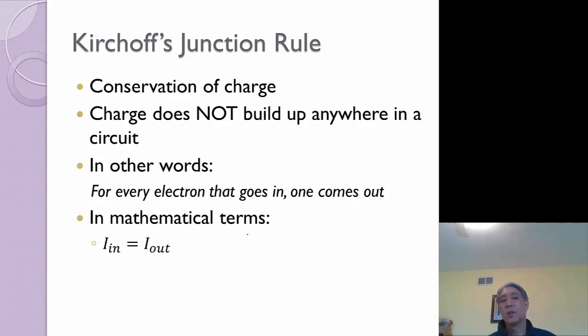And what conservation of charge effectively says is that charge is not allowed to build up forever anywhere in a circuit, or be drained forever anywhere in a circuit. It may build up or drain for a short amount of time, but it can't go forever. In other words, no matter where you are in your circuit, for every electron that goes in, there must be an electron that goes out. So in mathematical terms, current in equals current out.